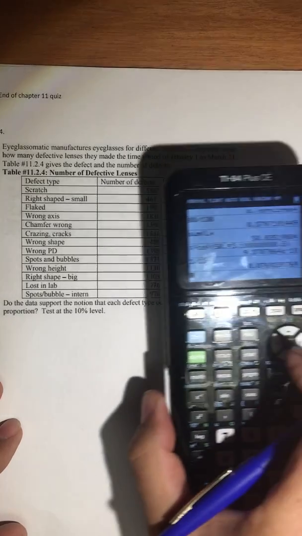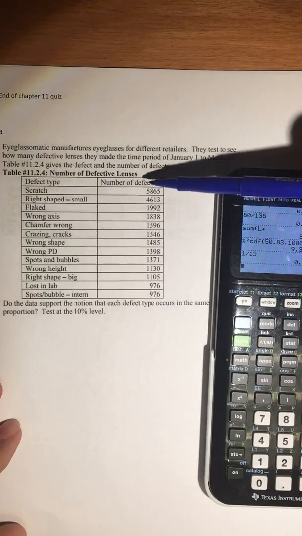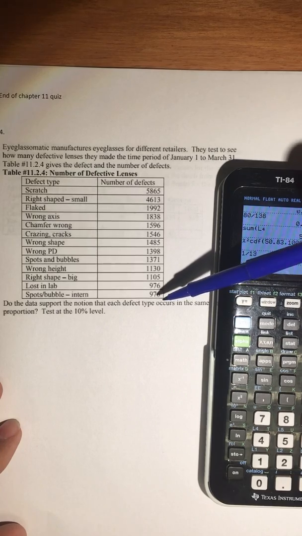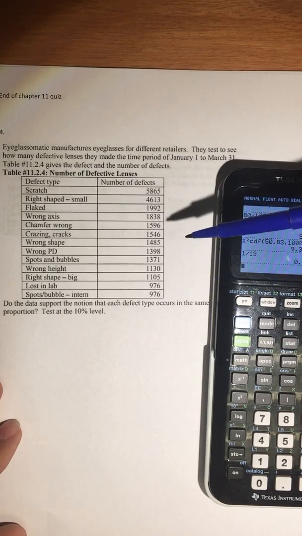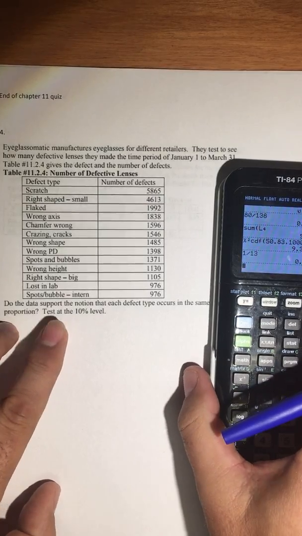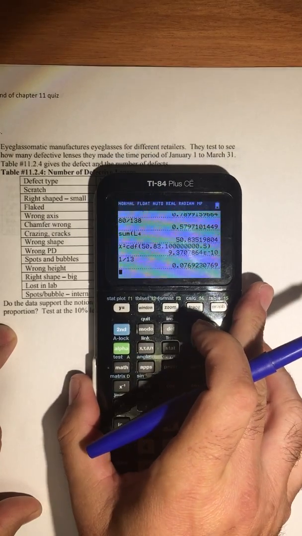I think at a glance we can see that that does not appear to be true, right? It looks like we're way more likely to get a scratch than we are to get a spot and a bubble. So I think on the surface this is obviously going to be rejecting the null, but let's go ahead and run the numbers. So this is again a goodness of fit test.